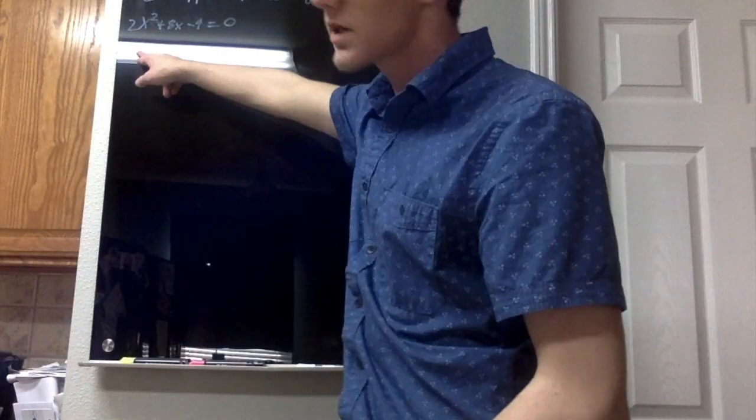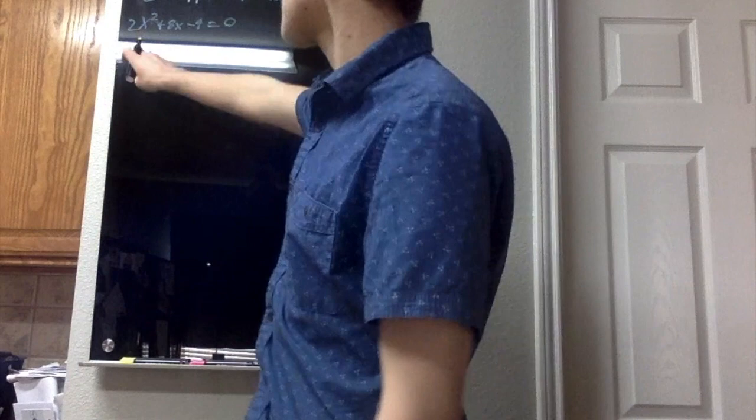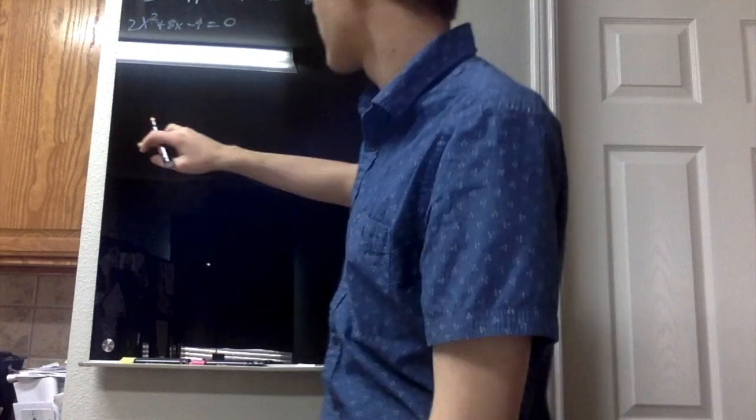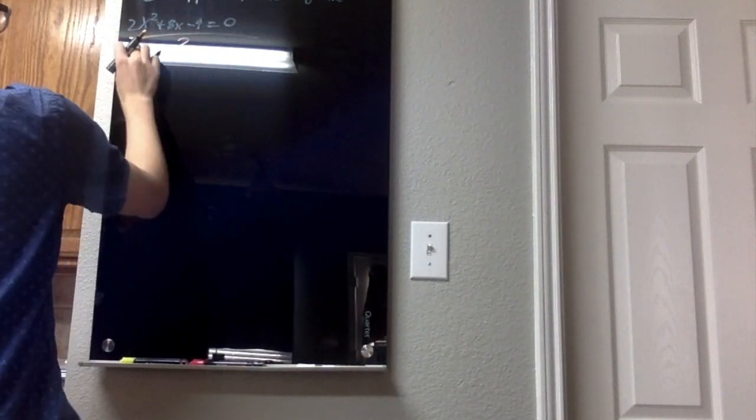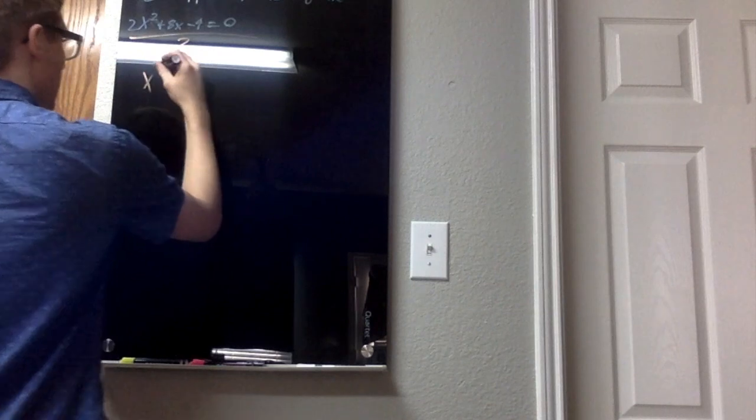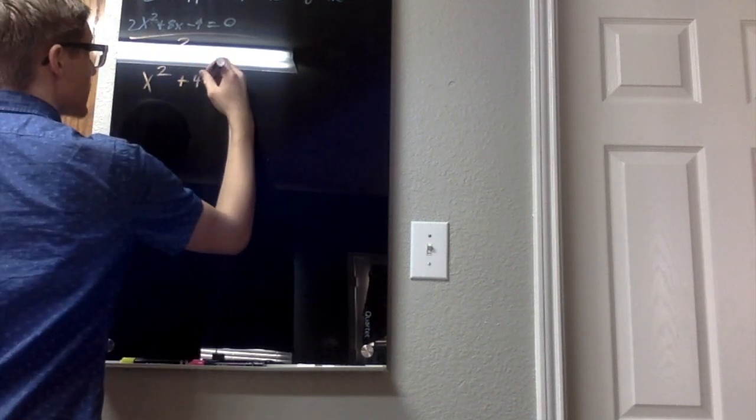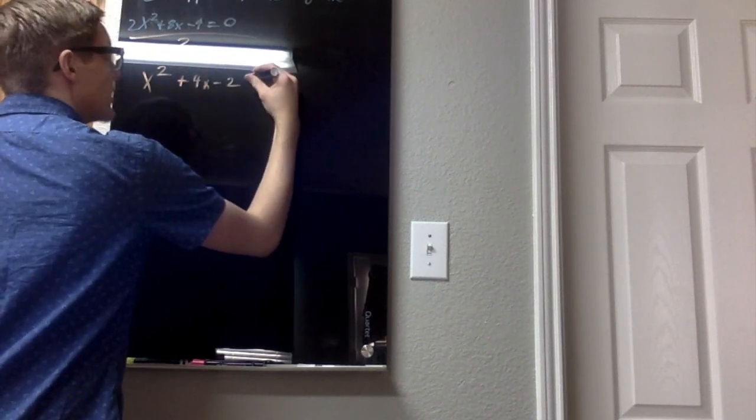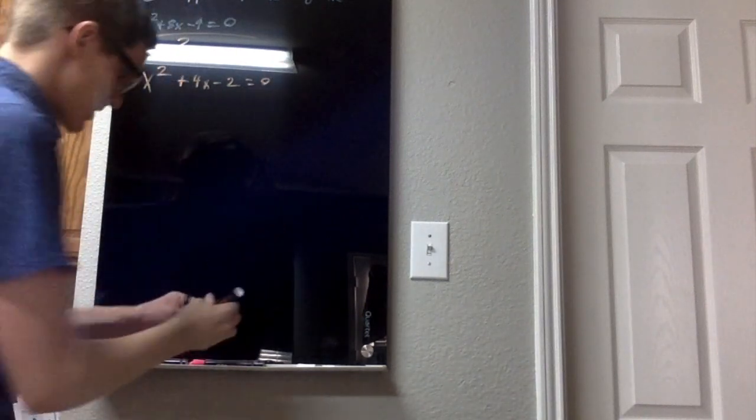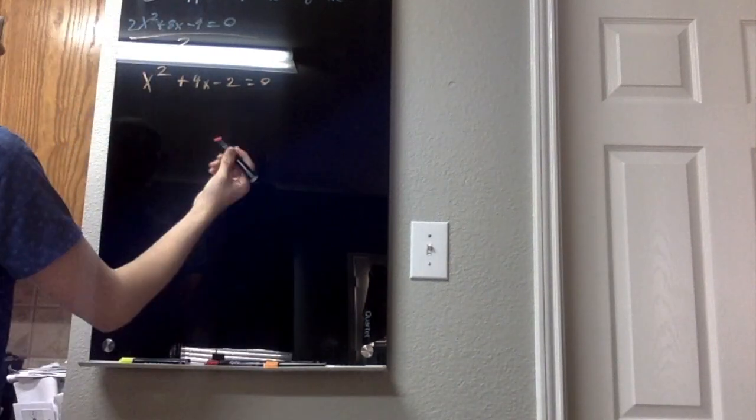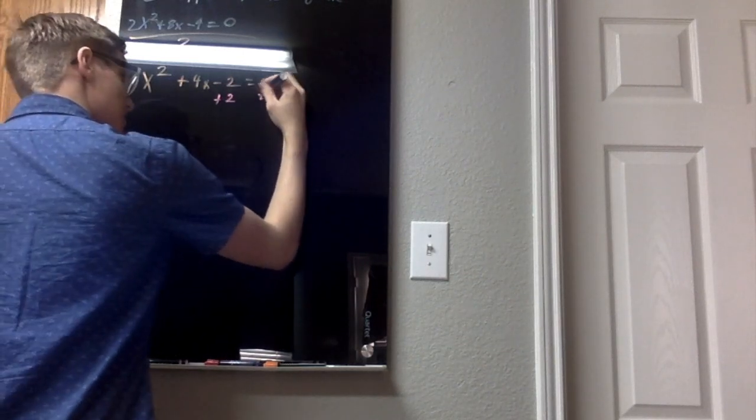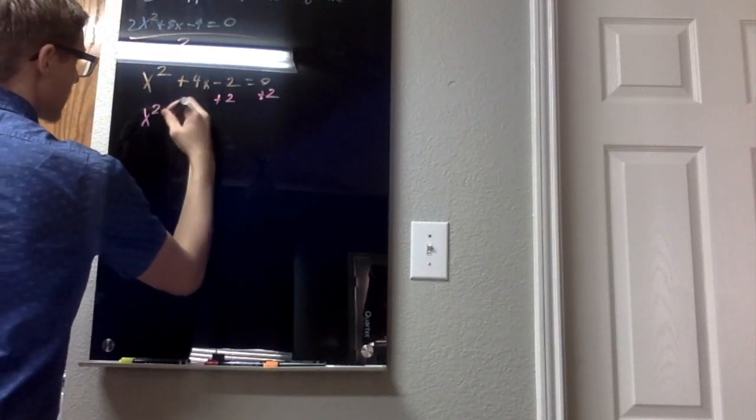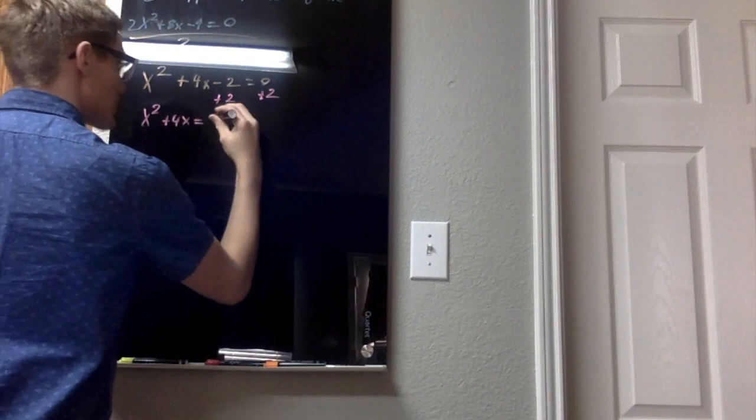Okay, let's go for a slightly harder question. 2x squared plus 8x minus 4 equals 0. First things first, we need to make that a equal 1. So we divide everything in the equation by 2, because the a value is 2. That leaves us with x squared plus 4x minus 2 equals 0. Our next step is to subtract the c, or cancel out the c and send it to the other side. So we add 2 to both sides. So we have x squared plus 4x equals 2.